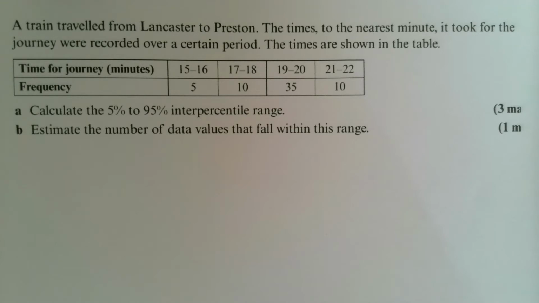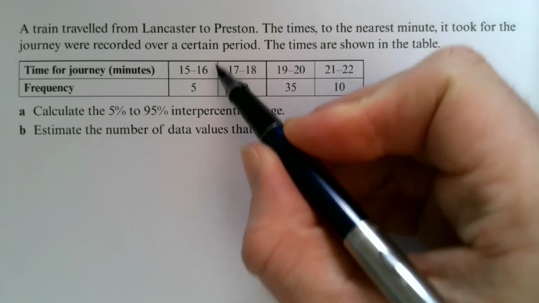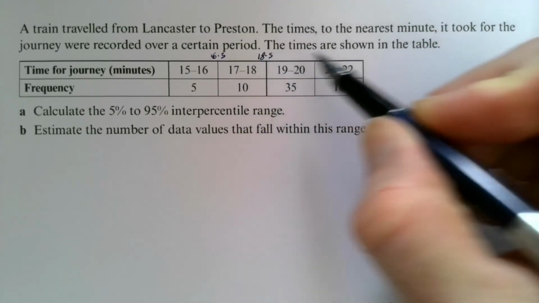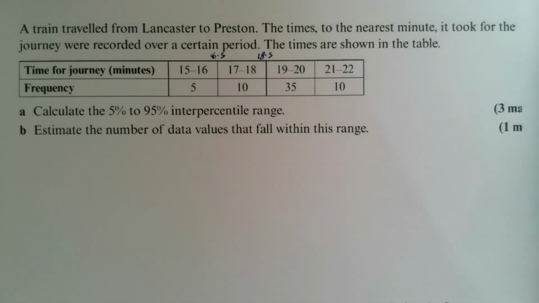Right, we're going to do 2 more questions for you to practice on. So pause the video and give this one a go. Right, so our train's going from Lancaster to Preston. The times are to the nearest minute, which means we've got to be super careful because our actual points are 18.5, 16.5, stuff like that, which is actually 30 seconds as well, which can be a bit confusing, can't it? We need to calculate the 95 to 5 interpercentile range.